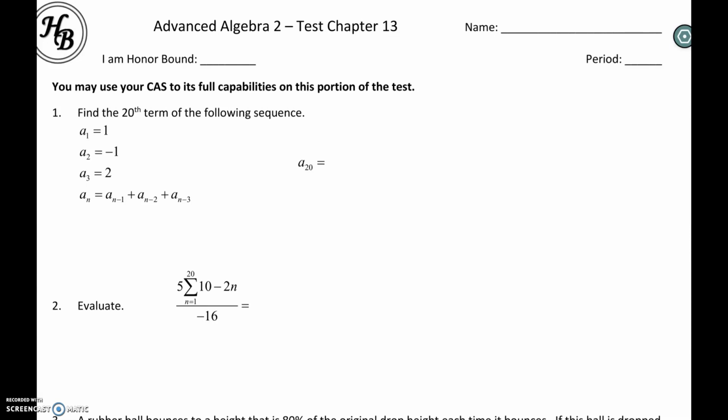So the first problem, we have a recursive sequence right here. A of 1, A of 2, A of 3, and then our A of n depends on the previous 3 terms. First thing I'm going to do, because this is really not hard, before I put it in the calculator, is find A of 4 and A of 5, just so I can check and make sure mine is right. I actually started a video a minute ago, and I had typed it in wrong in the calculator, and it didn't match.